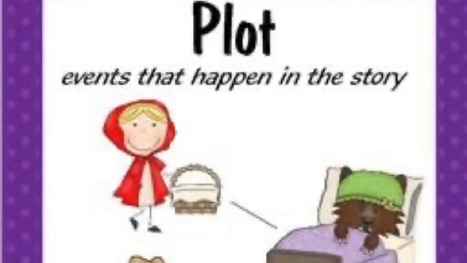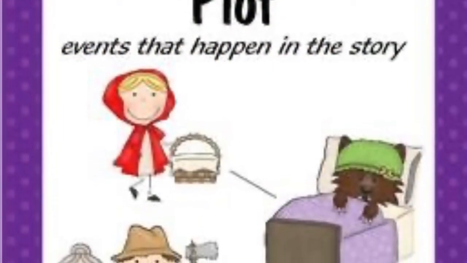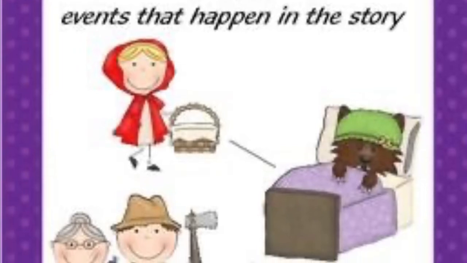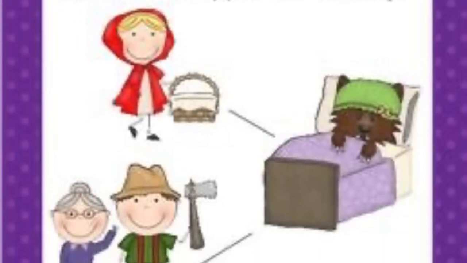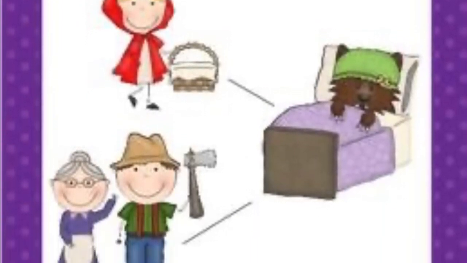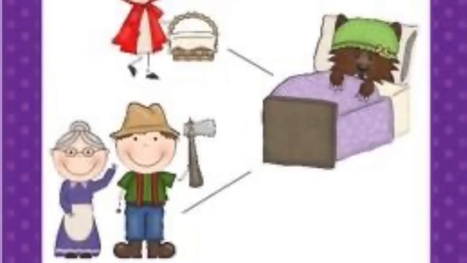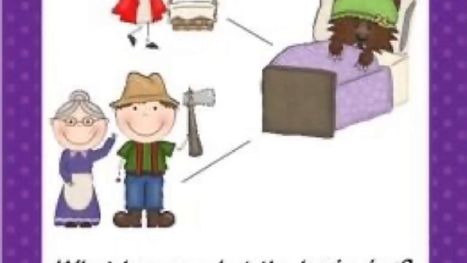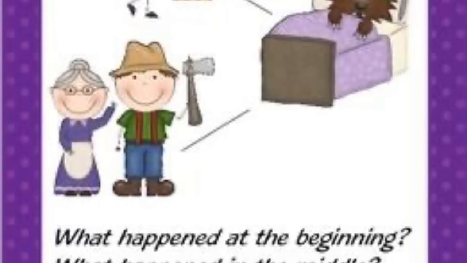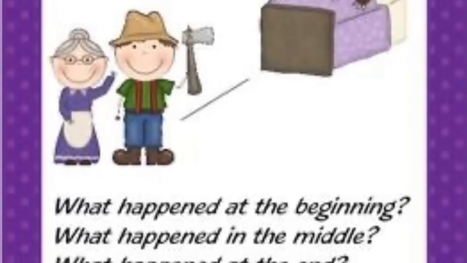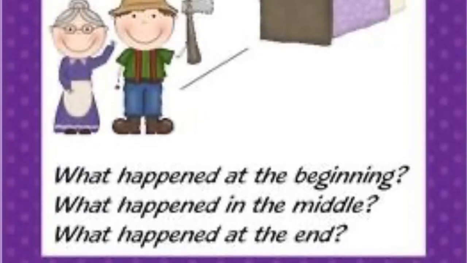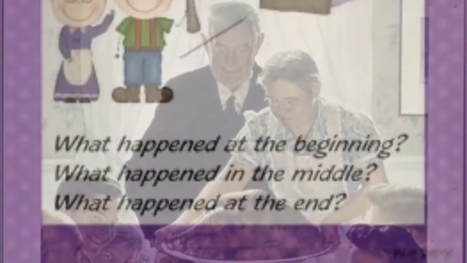The final ingredient of a story is the plot. The plot of a story are the events that happen in the story. So, what happened at the beginning? What happened in the middle? What happened at the end? Can you tell the plot of this painting? What's happening? What's the plot?